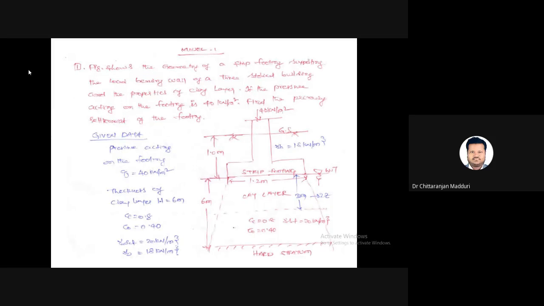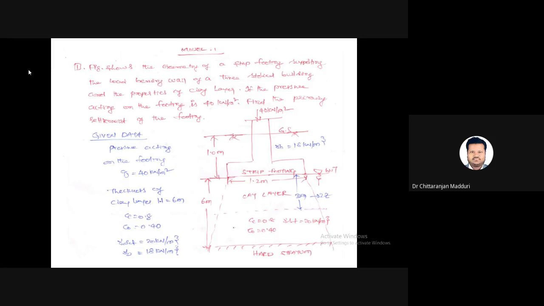So this is model 1. The figure shows the geometry of a stiff footing. It is a stiff footing supporting the load bearing wall of a 3-storied building, and the properties of the clay layer are given in the figure. If the pressure acting on the footing is 40 kilonewton per meter square, find the primary settlement of the foundation.